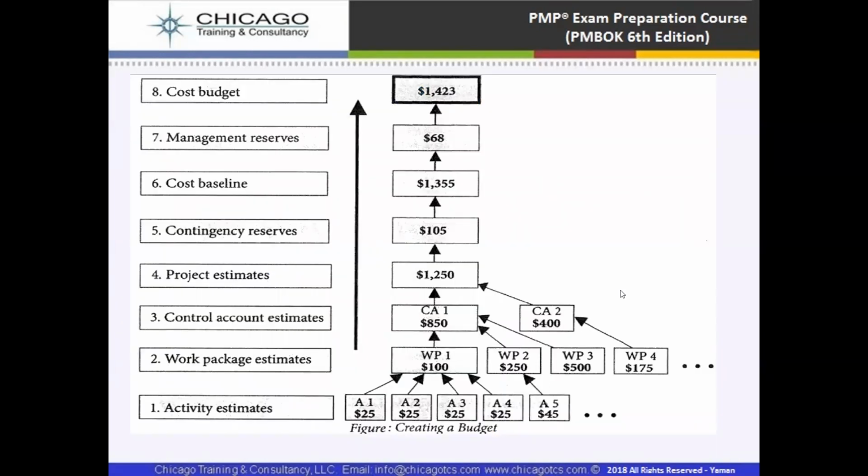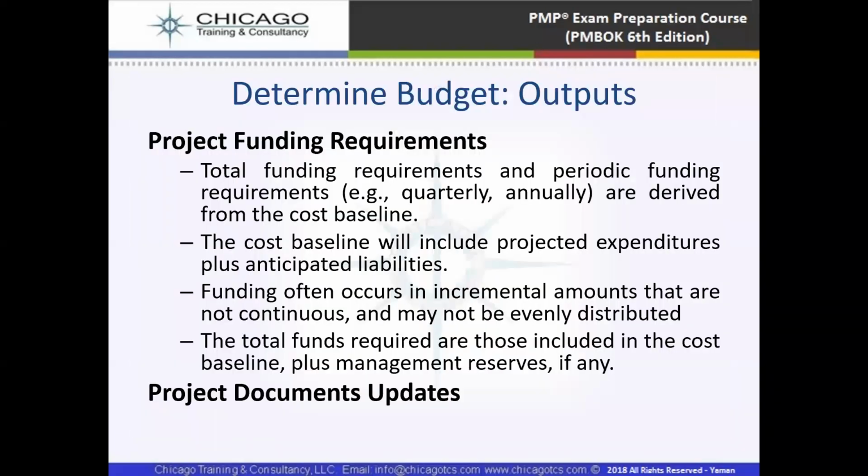Here is a cost budget. You can see here how to create a budget. There is estimation based on activity, and then it is estimated based on work packages. Then there are control accounts, then project estimates. We are going to put in the project estimates, then the contingency reserves, then the cost baseline is prepared, then a management reserve is also added here, and then we have the final, which is the project cost budget.